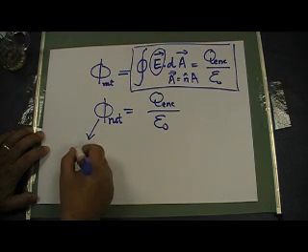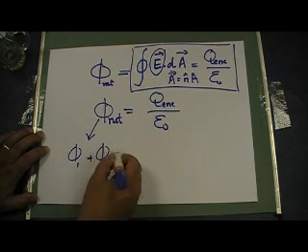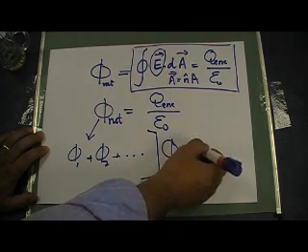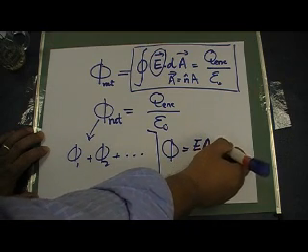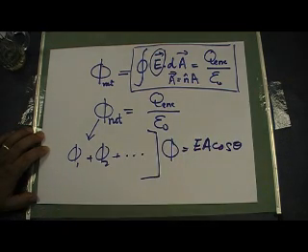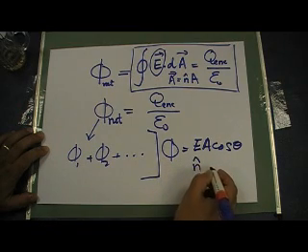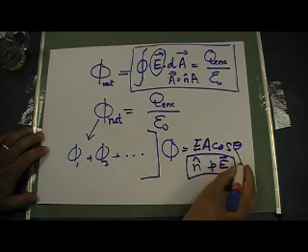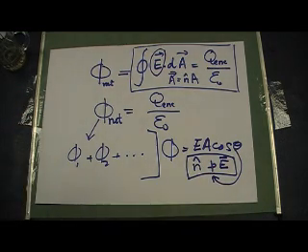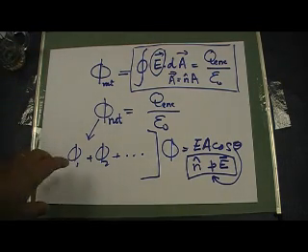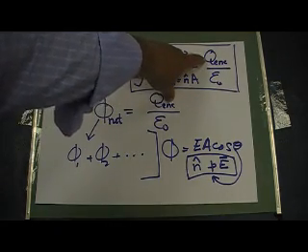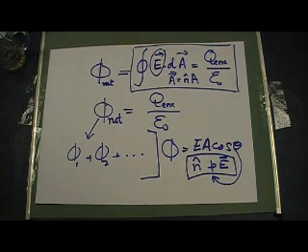And you know what phi net is? Phi net is simply phi 1 plus phi 2 plus so forth. Each one of these phi's is simply E A cosine theta, and theta is the angle between n hat and the electric field E. So this is basically what the formula says. As I said, the only thing you have to worry about is finding the area and knowing the enclosed charge inside your Gaussian surface.